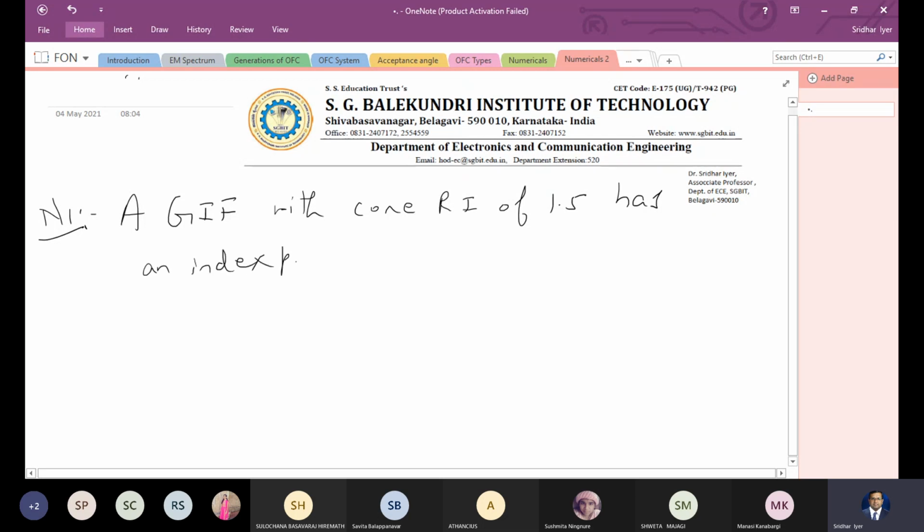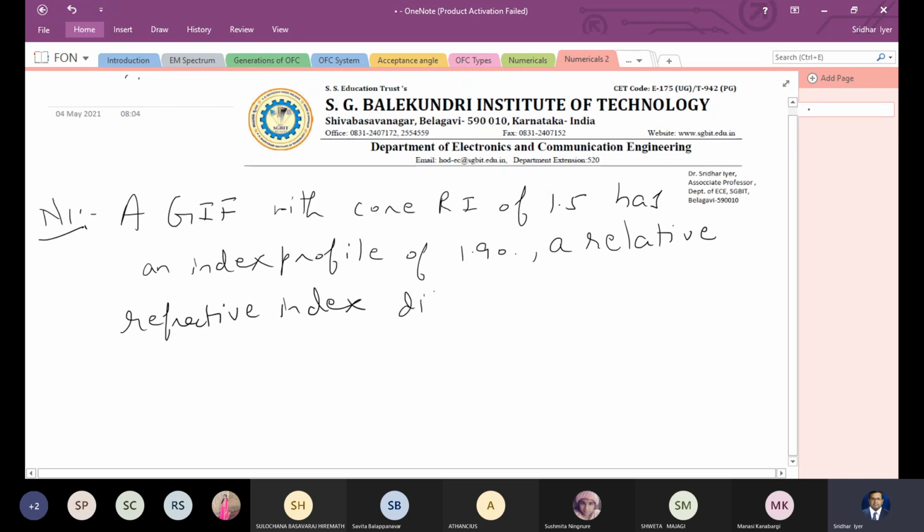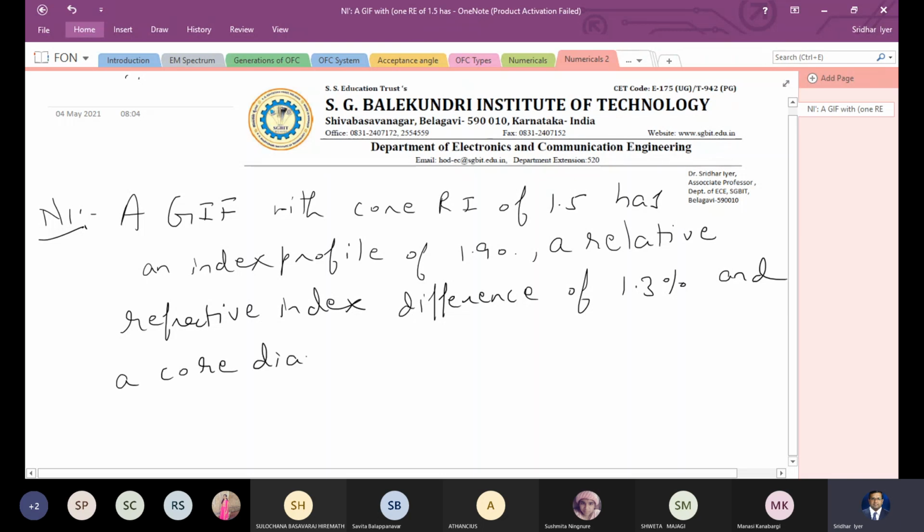So the question is, a graded index fiber with a core refractive index of 1.5 has an index profile of 1.90, a relative refractive index difference of 1.3% and a core diameter of 40 micrometer.